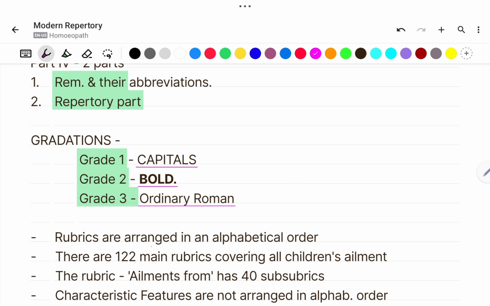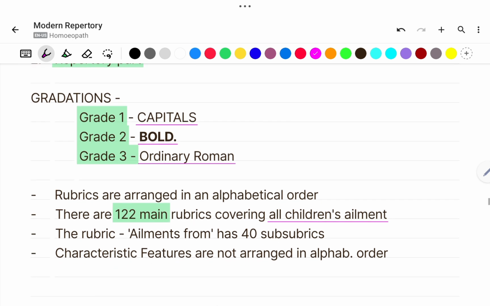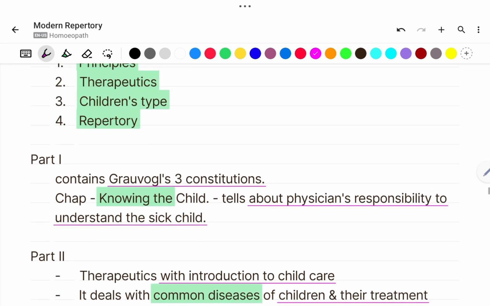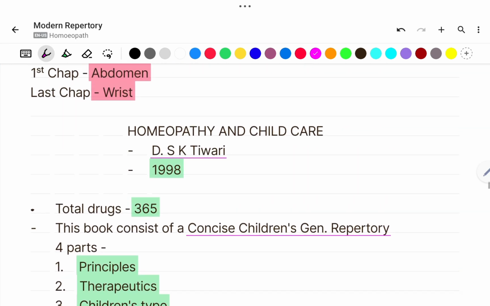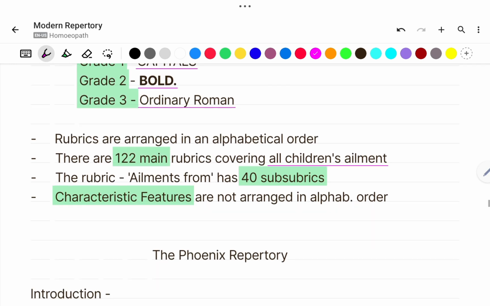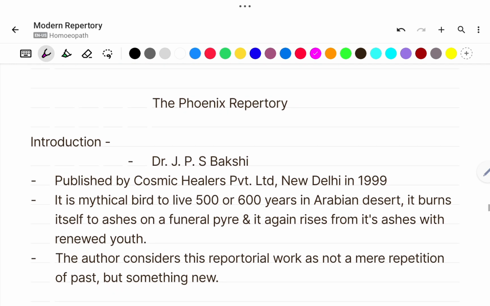There are 122 main rubrics covering all children's ailments. The rubric ailments from has 40 sub-rubrics. Characteristic features are not arranged in alphabetical order in this repertory. So this was the homeopathy and child care repertory. Now we will see another repertory, that is the Phoenix repertory.